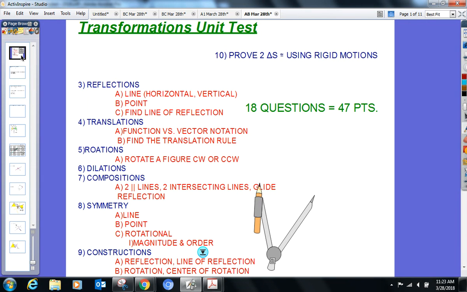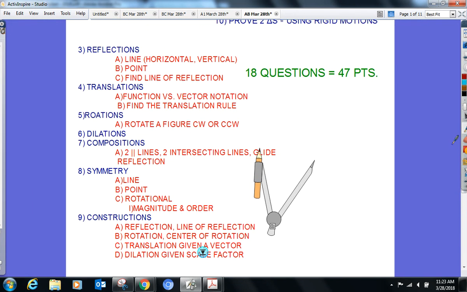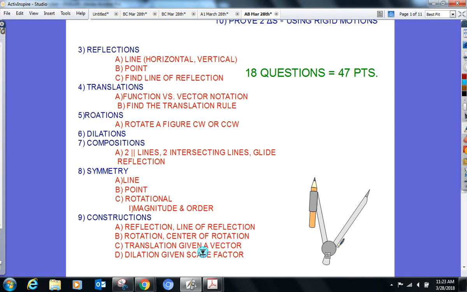You guys are having good questions here. Other than, I know we've been focusing on constructions, but there is another big portion of the test here. Anything else up here that you wanted to talk about? Yep, Will? We did this yesterday, but like point symmetry. All right, so point symmetry.